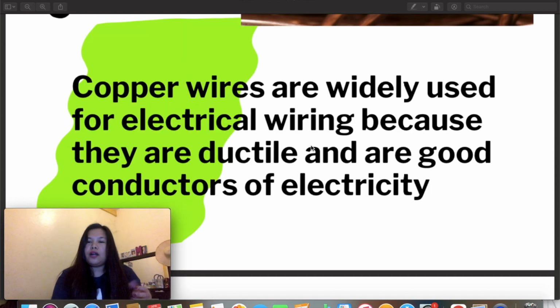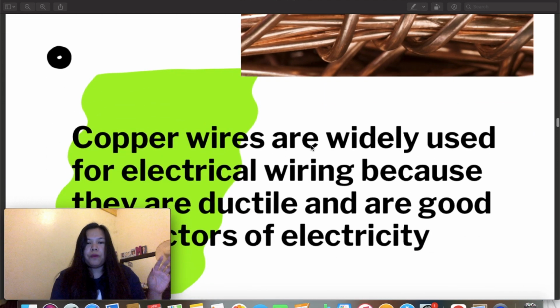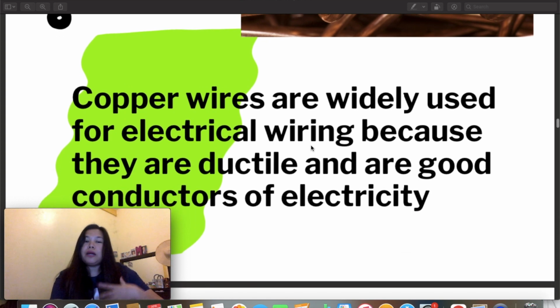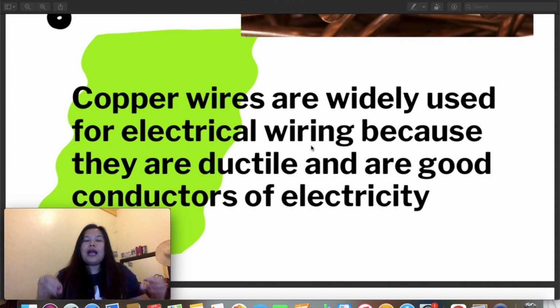Copper wires are widely used for electrical wiring because they are ductile and good conductors of electricity. So, ito po yung itsura ni copper. Pag napapansin nyo, yung may mga wire kayong sira, then pag binalatan nyo siya, makikita nyo yung copper. So, sa Tagalog niyan ay tanso. And kadalasan ginagamit siya sa mga electrical wirings. Yun talaga ang ginagamit sa lahat kasi good conductor siya. Doon dumadaan yung mga kuryente. So, siya yung pinaka good conductor sa lahat ng materials.